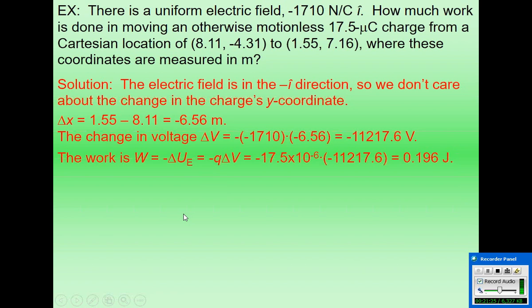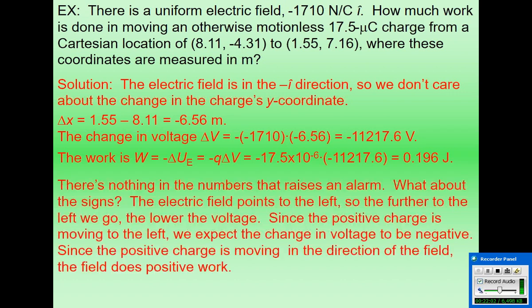The work is equal to minus the change in the potential energy. That business still holds true from way back when. And so minus the change in potential energy, we get minus Q times delta V. So minus 17.5 times 10 to the negative 6 times minus 11,217.6. And we wind up with a work of 0.196 joules, which sounds a lot less intimidating than 11,217.6 volts. So perfectly ordinary value for the work done.